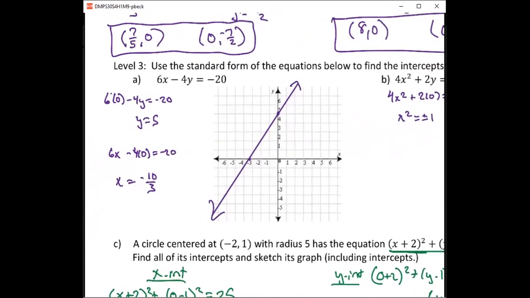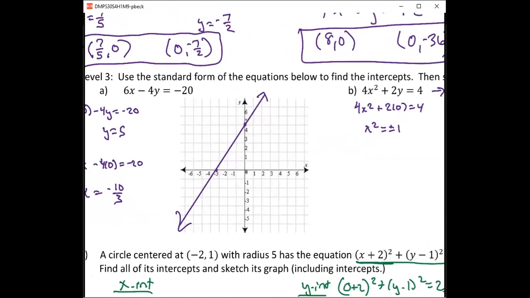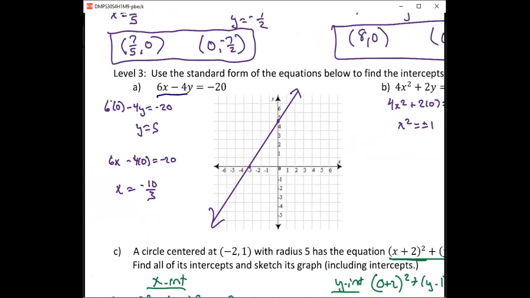For this level 3 style problem, I want to use the standard form of the equations to find the intercepts and then sketch a graph. Now, if we remember from algebra 2, if you have an equation like this in standard form, this would be the equation of a line. The benefit of standard form is it really does help us find both intercepts, or rather more efficiently. That way, if we plug in 0 for x, 0 for y, we can come up with our answers.